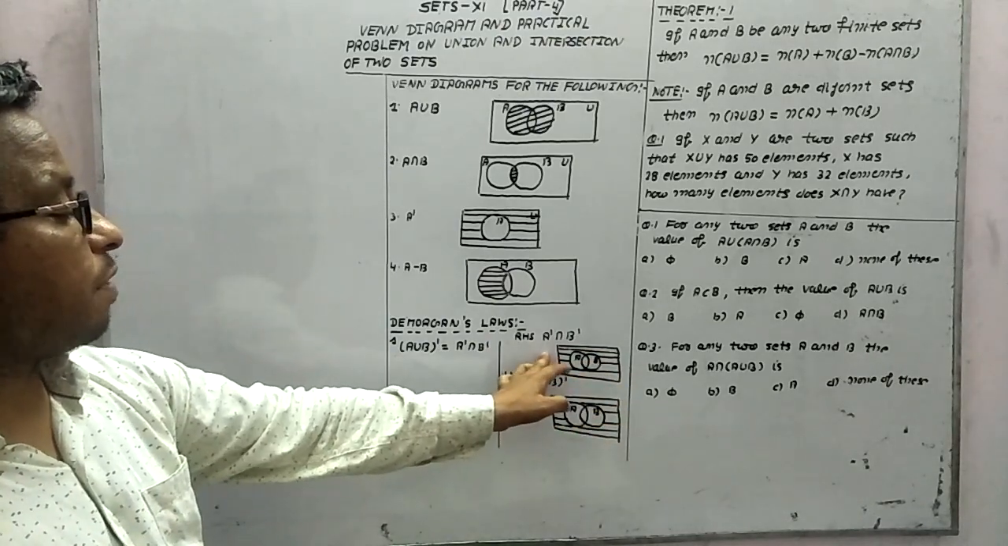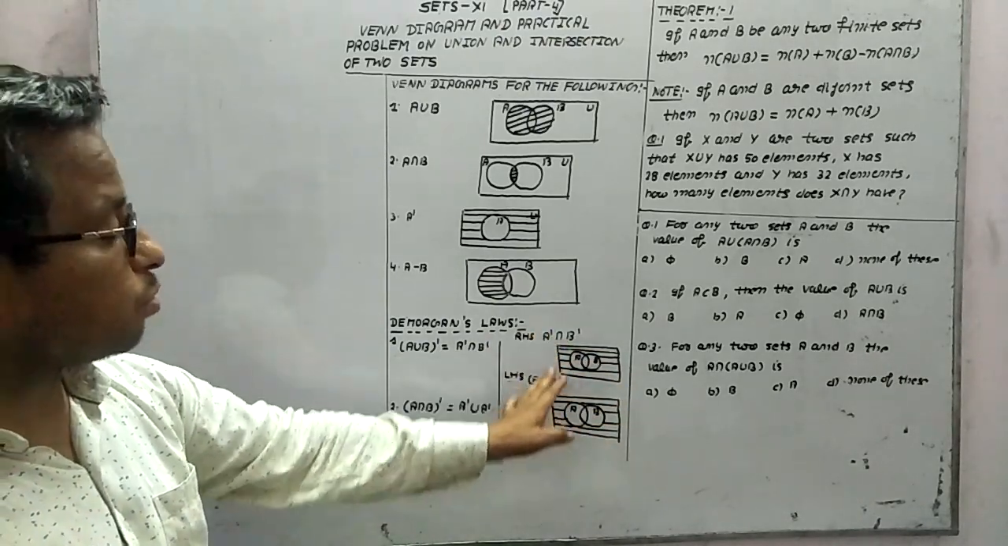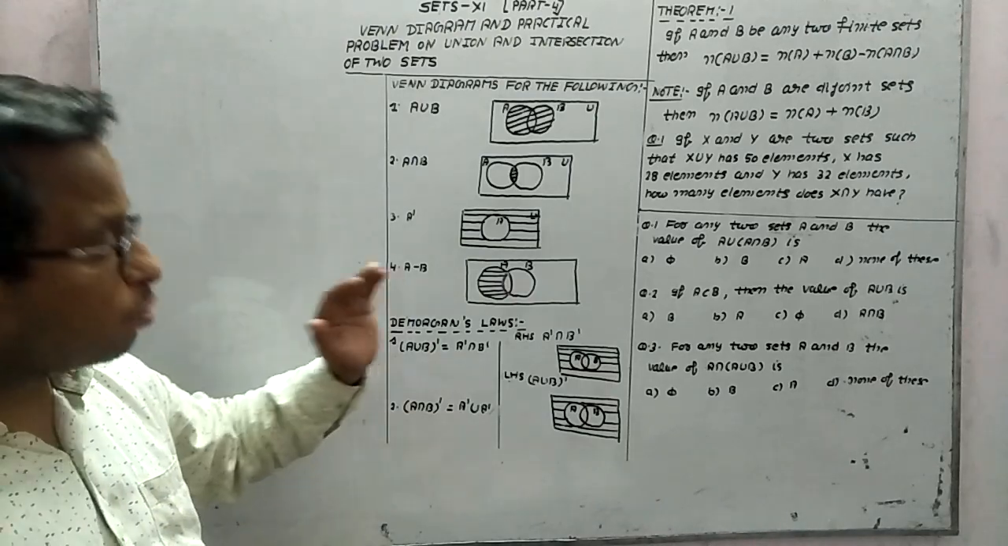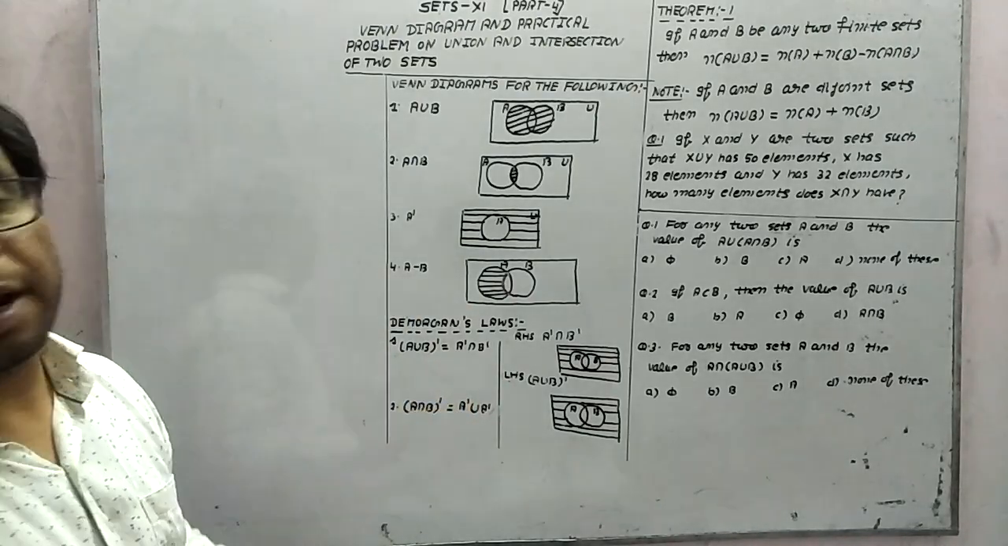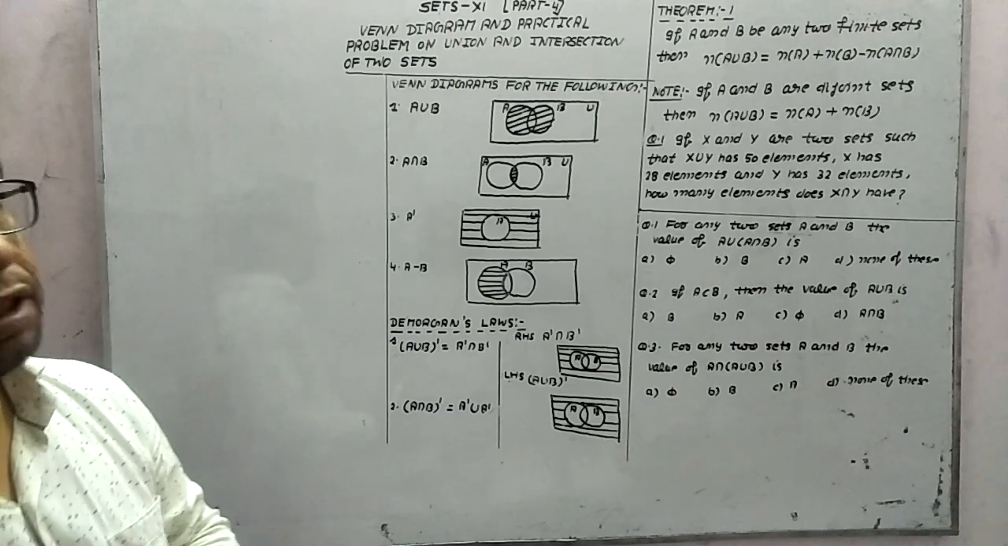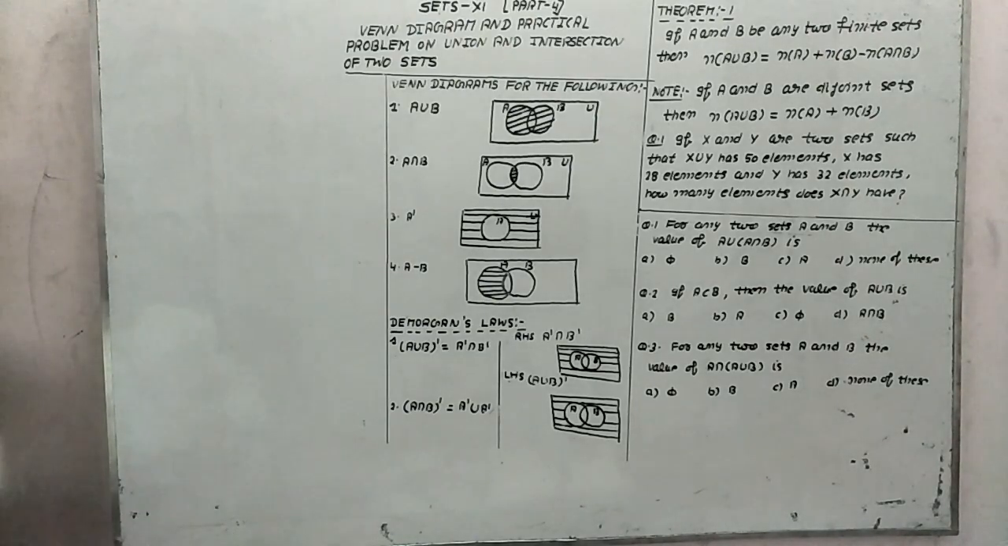Now from this part we can observe left hand side is equal to right hand side. On the basis of this आप second part को try करेंगे for Venn diagram. Now look at this thing. One theorem is very very important.